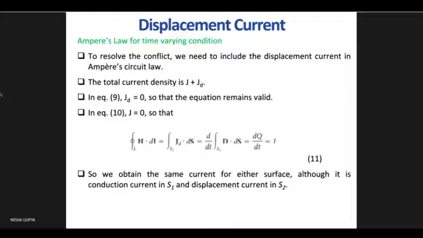So we obtain the same current for either surface, although it is conduction current in S1 and displacement current in S2. In the first case, we have the conduction current because the surface S1 is enclosing the conductor. In the second case, the surface S2 is not enclosing the conductor, but it is passing through the capacitor where there is no conductor. It is only dielectric, and dielectric can be air also, free space also.